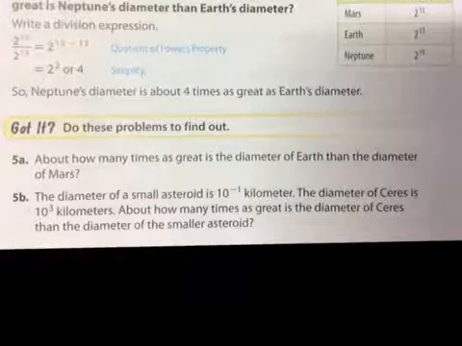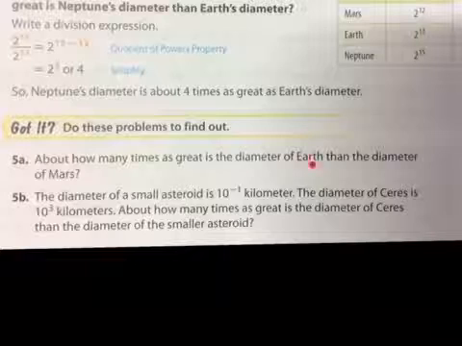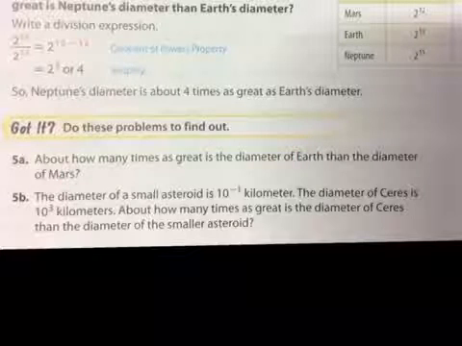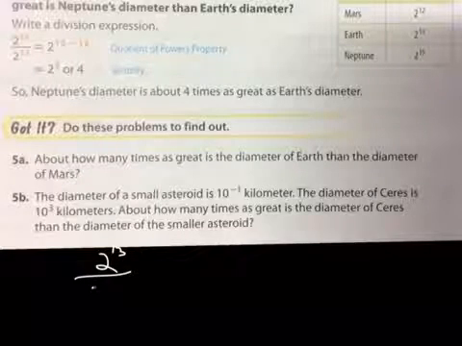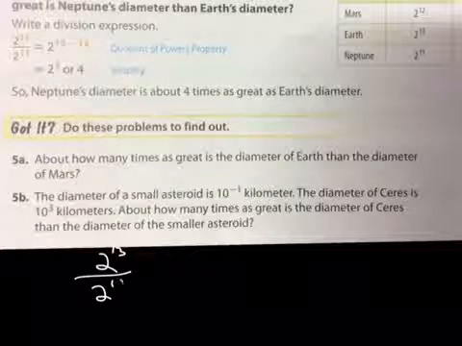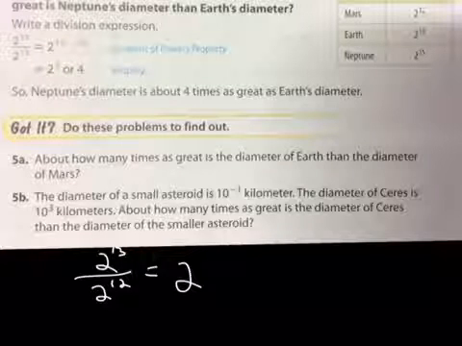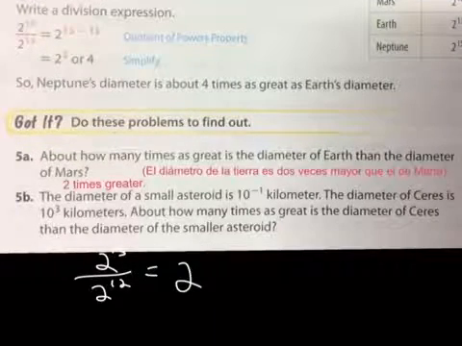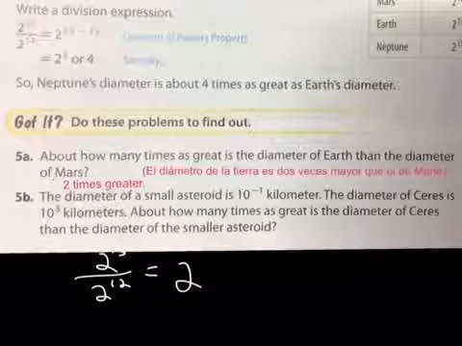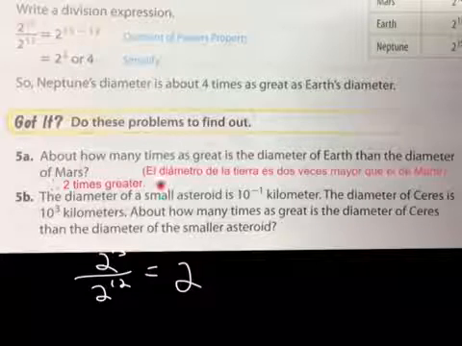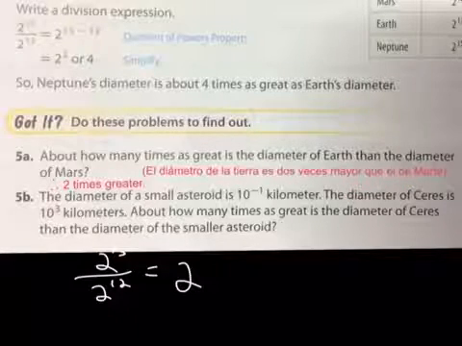Okay, let's try 5a and b. About how many times as great is the diameter of Earth than the diameter of Mars? So we're looking at how much bigger Earth is than Mars. So we take Earth and we place it at 2 to the power of 13 over 2 to the power of 12. And when we subtract, we get 2 to the power of 1, or just 2. So it's 2 times greater. As a key answer, you will write 2 times greater, but I also want you to add this sentence in Spanish. El diámetro de la Tierra es 2 veces mayor que el de Marte. This is your key answer, a Spanish sentence.